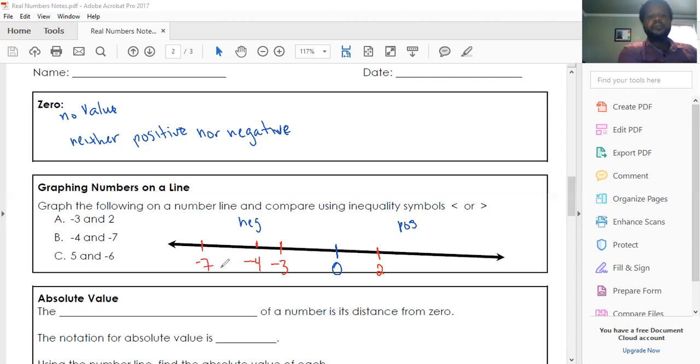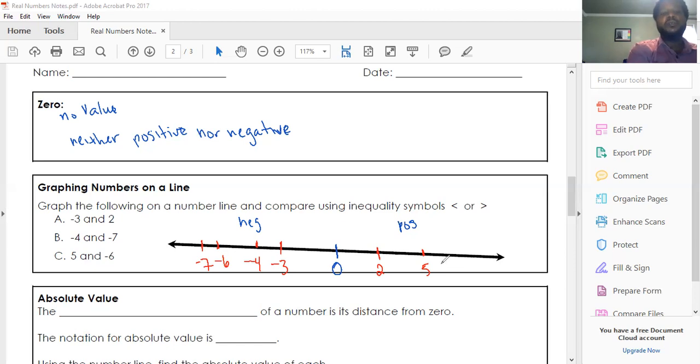Okay. And I'm going to do the same thing with letter C. So I have to graph 5 and -6. So let's graph 5 first. So go 2, 3, 4, 5. And then -6 is going to be right about here. Okay. So if we look at this number line that's all filled in now, we see that -7 has the lowest value because it's furthest to the left, and +5 has the highest value because it's closer to the right.